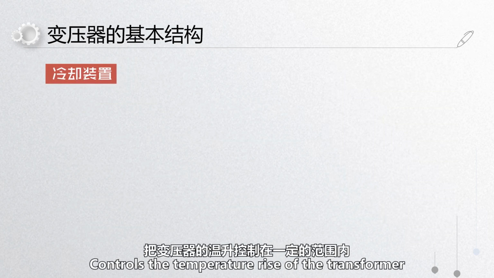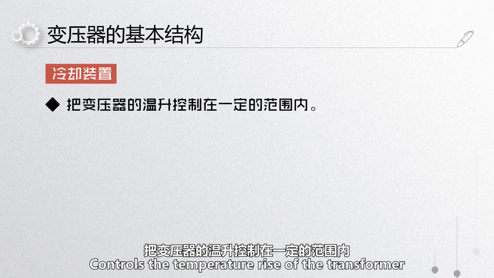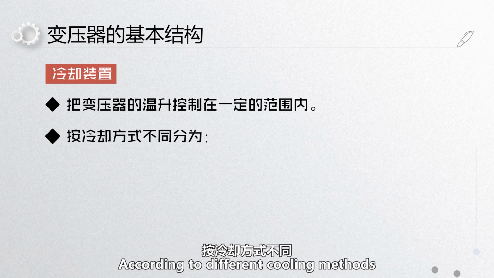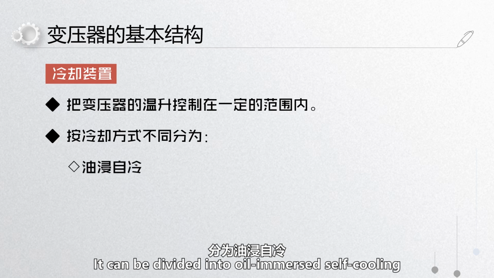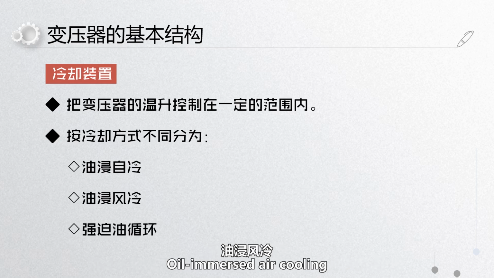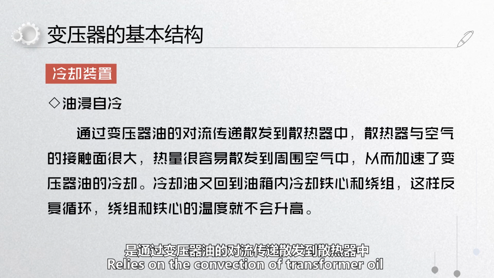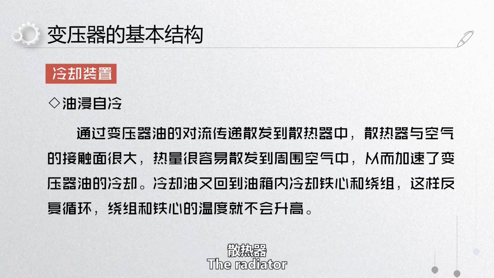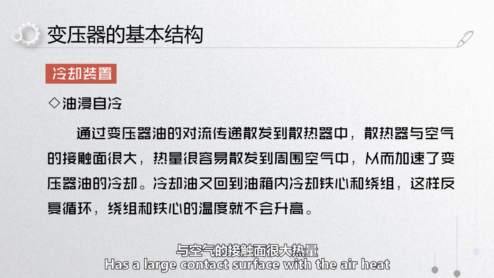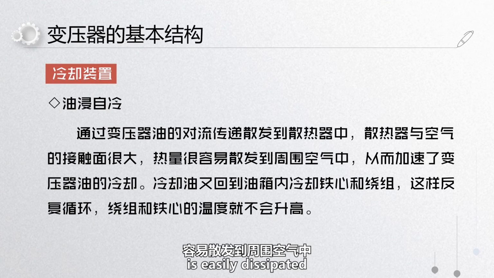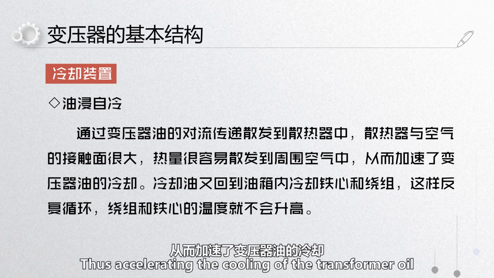Cooling device controls the temperature rise of the transformer. According to different cooling methods, it can be divided into oil-immersed self-cooling, oil-immersed air cooling, and forced oil circulation. Oil-immersed self-cooling relies on the convection of transformer oil. Heat is dissipated through the radiator. The radiator has a large contact surface with the air. Heat is easily dissipated, thus accelerating the cooling of the transformer oil.